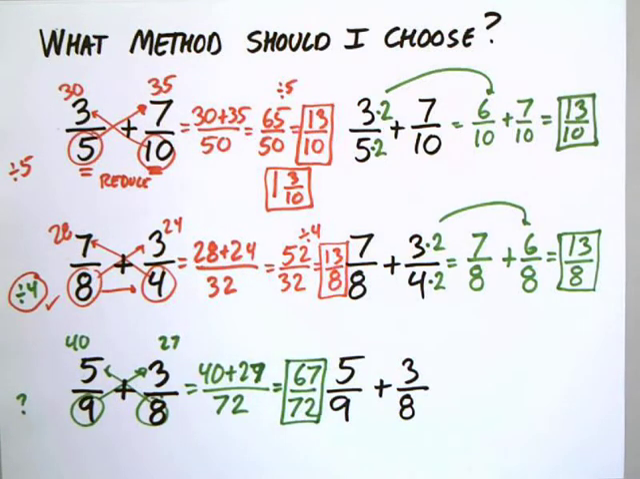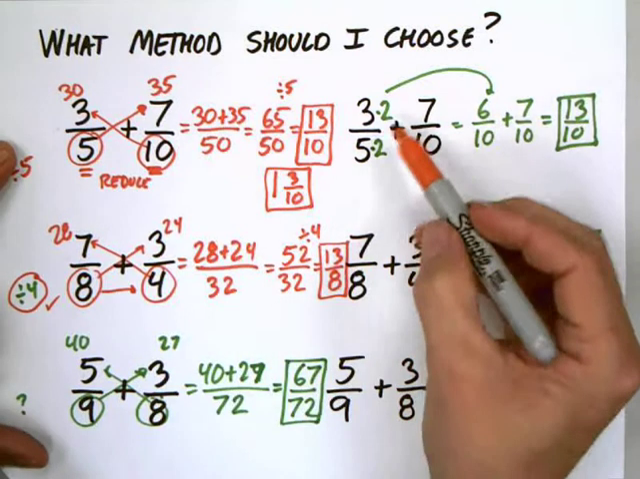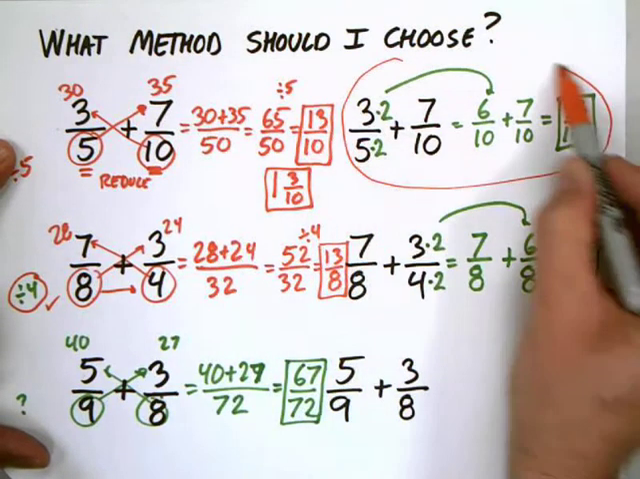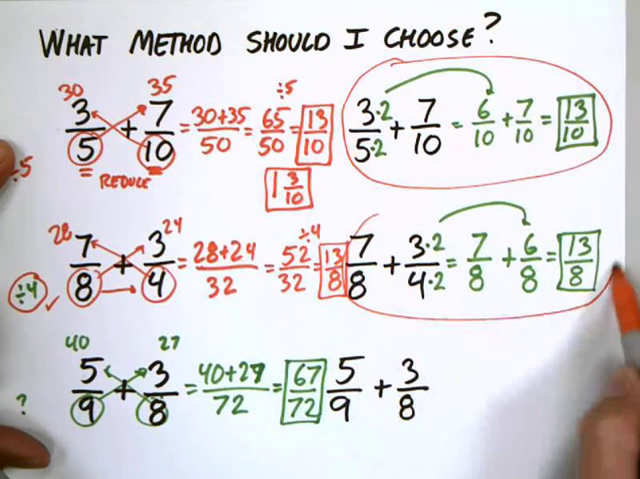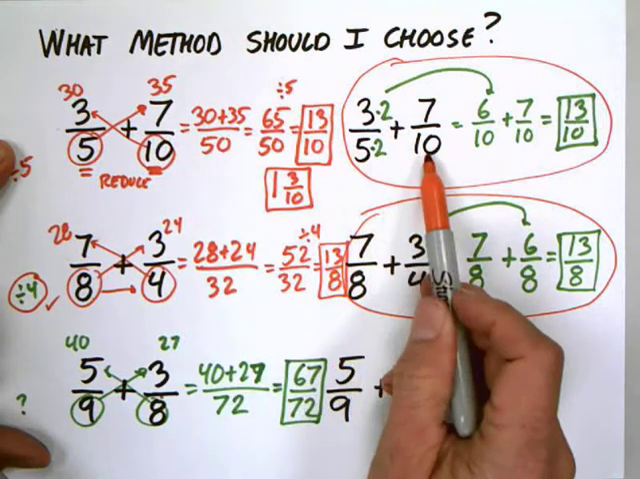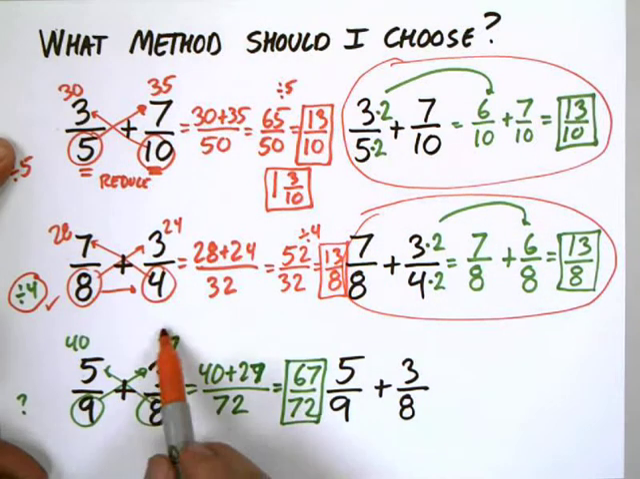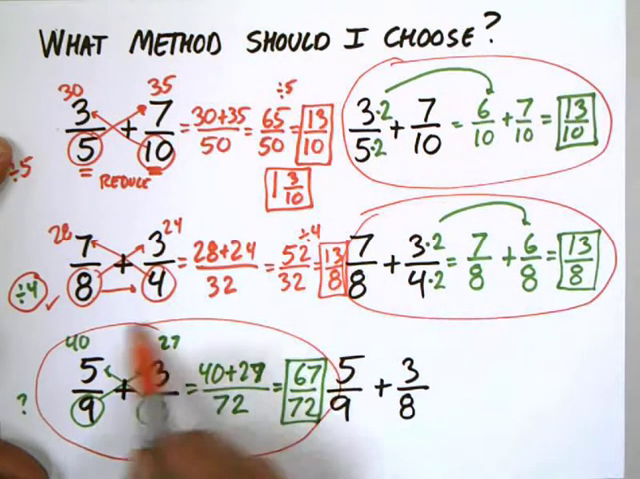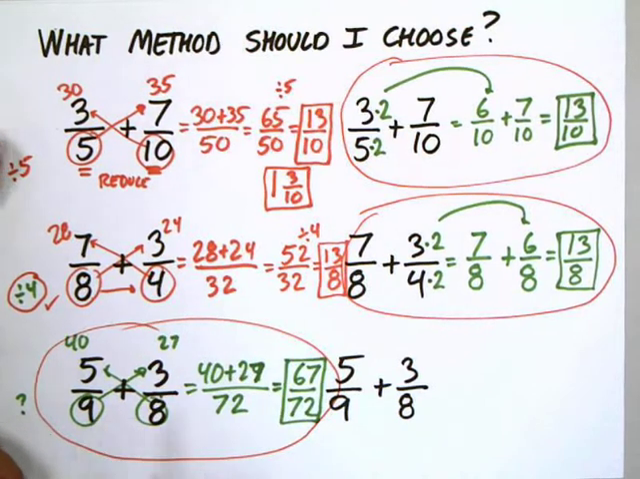So as far as method choices, if I was choosing methods, I would probably choose common denominators for these two because they have similar factors, and I would probably choose Criss-Cross method for the third one because it doesn't have anything in common.